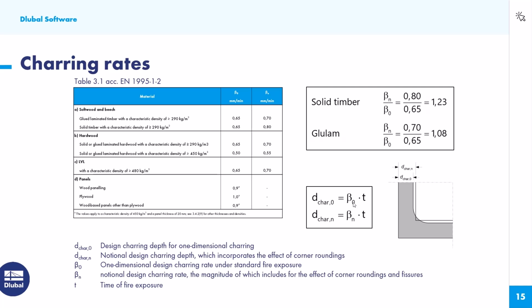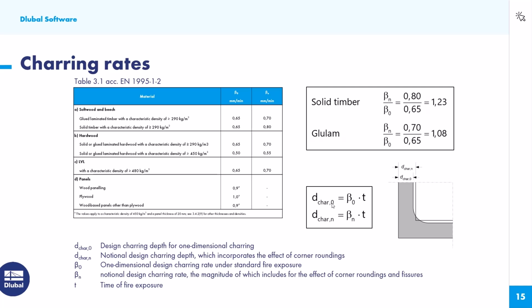All right, and the difference here, or actually the ratio, you can see is much higher for solid timber than for glulam. And of course, the reason is that solid timber has a much rougher surface, and cracks also play an important role, and that's why this ratio is much higher than for glulam.